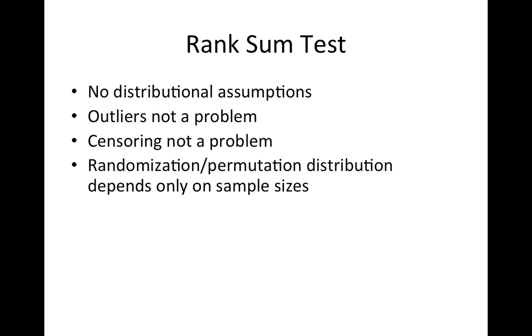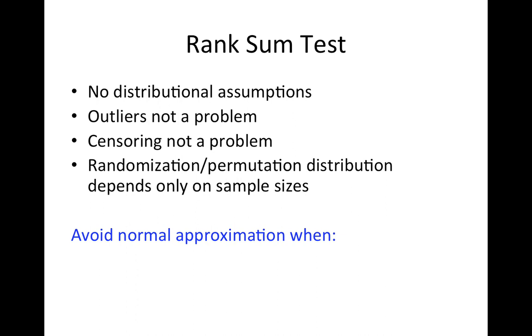The randomization or permutation distribution depends only on the sample sizes. In other words, we don't even have to know the values. If we have 10 values and there are no ties, we know we just have the numbers from 1 to 10. So the reference distribution depends only on the sample sizes, and that's how we know it's going to look like a normal curve. When should you not use this normal approximation?